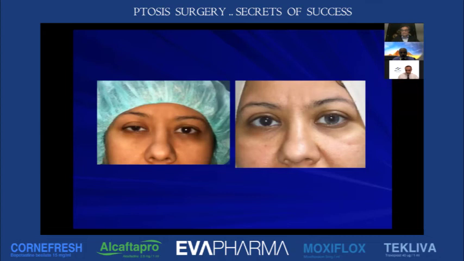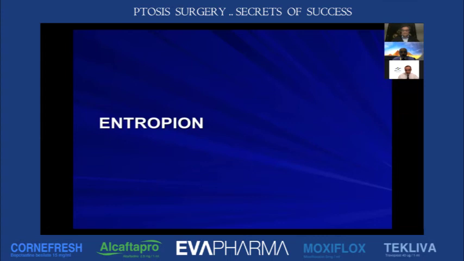And here the patient even started to wear a colored contact lens. She was very happy with her surgery.